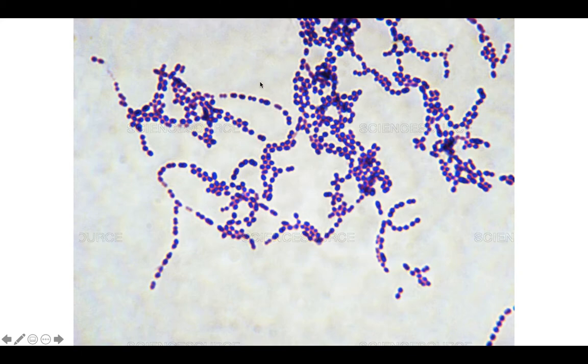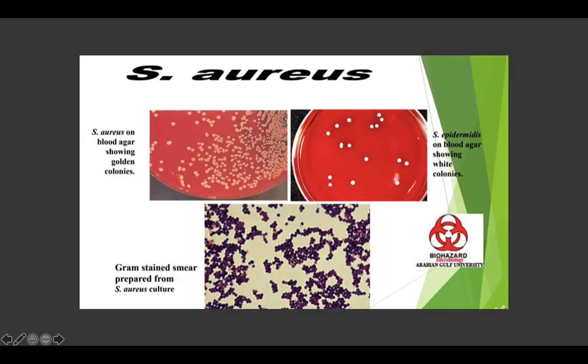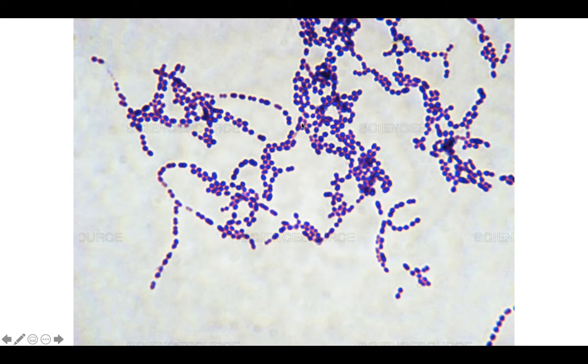Now, moving to the third organism, which is Streptococcus pyogenes. Streptococcus pyogenes is a gram-positive organism arranged in pairs. This one is arranged in clusters, and this is arranged in pairs. So you can differentiate by this. And this organism is highly transmissible. It is very life-threatening, especially for those who are in the burn ward, because it can transmit easily.